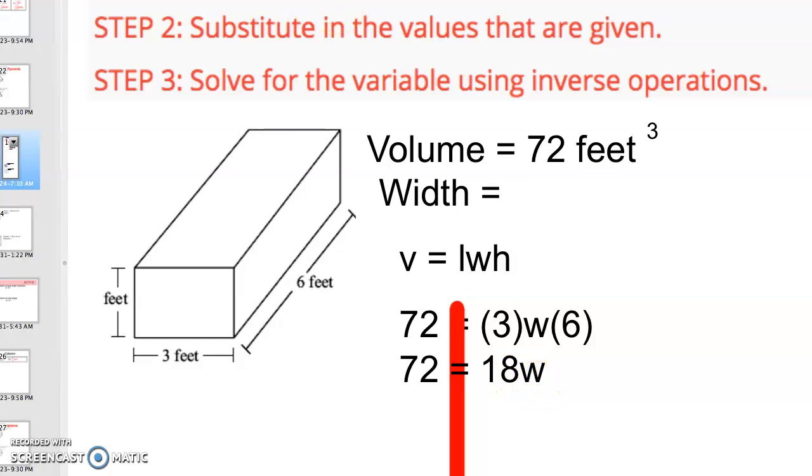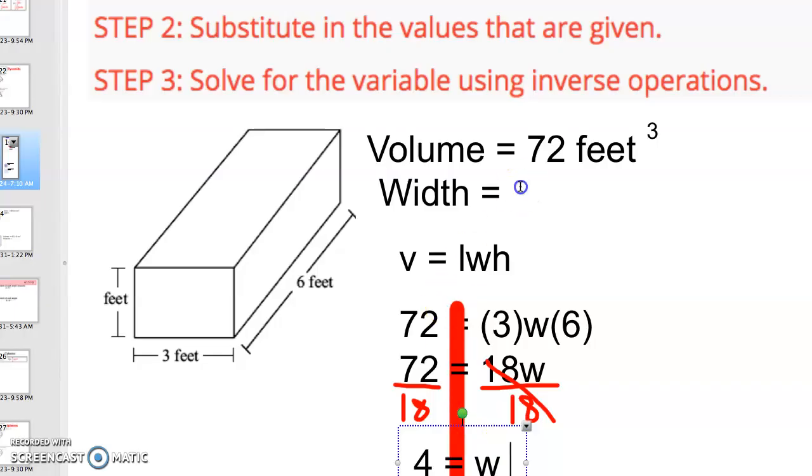So we have to do the inverse operations to get the W by itself, right? We're trying to isolate our variable. So we're going to divide both sides by 18 to isolate that variable. Divide by 18. And when we do that, we're going to get the W by itself, which is exactly what we want. But remember, whatever we do to one side, we must do to the other. So we have to do 72 divided by 18, which is 4. So 4 is W.